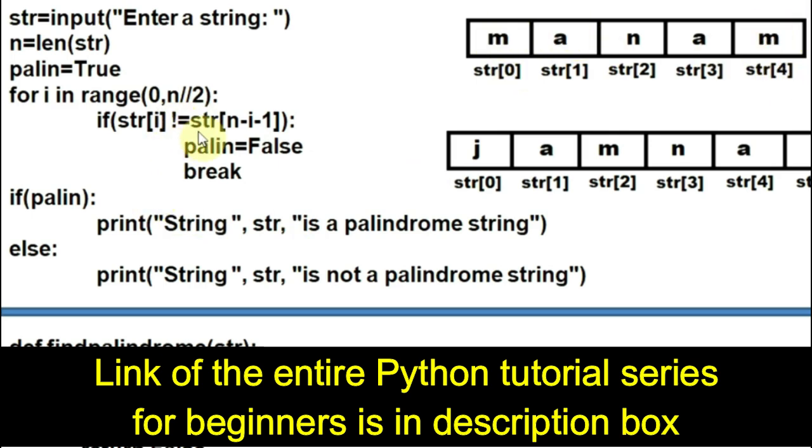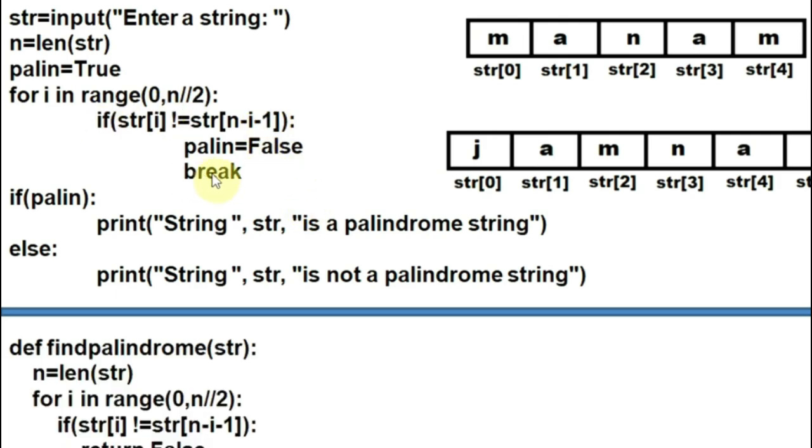This is not equal to. If it doesn't match, break. Come out of the for loop, assigning false value to the palin boolean variable. Okay. But because this str0 location matches with str4, the value of i will be incremented to 1. This str1 has to be compared with the str3 location. Let's see. str1, i is 1. 5 minus 1 minus 1, that is str3. If str1 does not match with str3, break out of the loop.